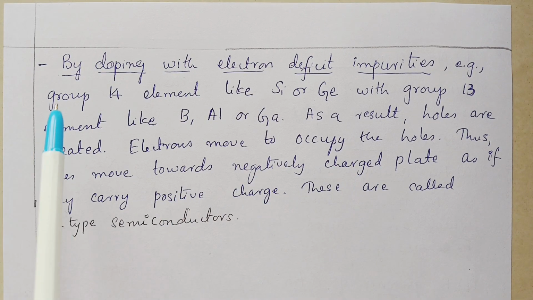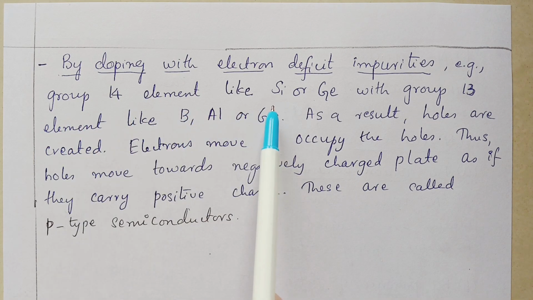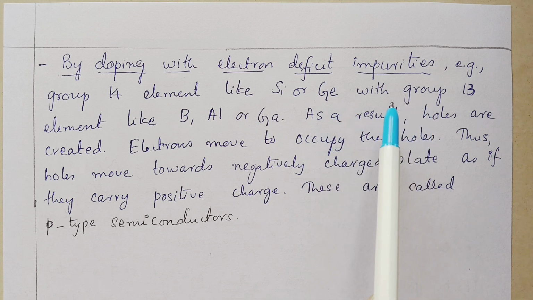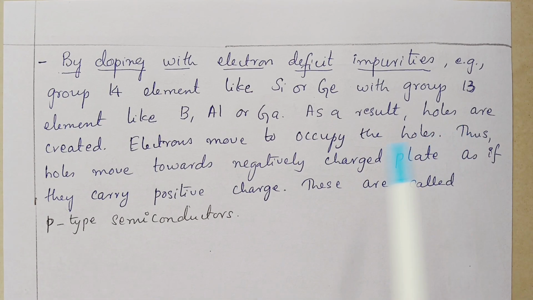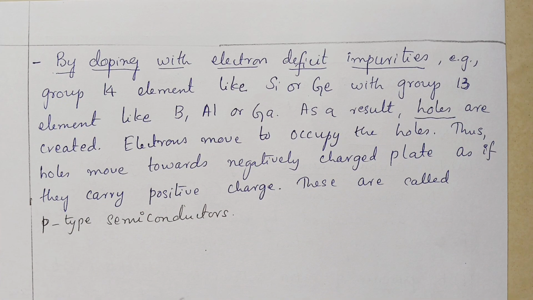Let's take an example. Group 14 elements like silicon or germanium can be doped with group 13 elements like boron, aluminium or gallium. As a result, holes are created. At that time, what happens? Electrons move to occupy the holes. These holes move towards the negatively charged plate as if they carry positive charge. These are called p-type semiconductors.